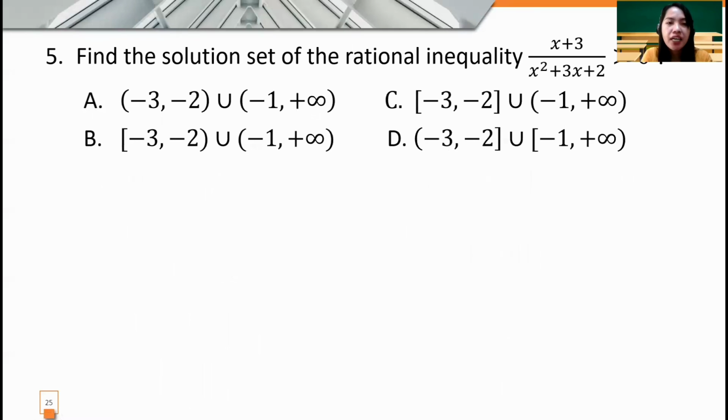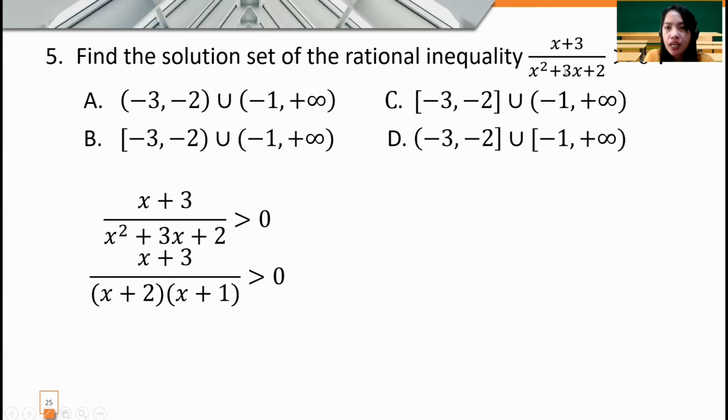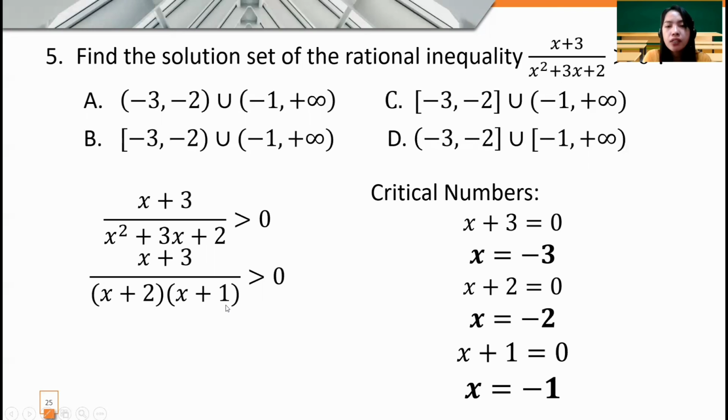Number 5. Find the solution set of the rational inequality. So, first, we're going to get the factors of the denominator kasi yung pinakamataas na exponent niya ay 2. So, we can get the factors of that. That is x plus 2 times the quantity x plus 1. These are the critical numbers. Numerator, x plus 3, x equals negative 3, x plus 2, x equals negative 2, and then x plus 1 equals 0, x is equal to negative 1.